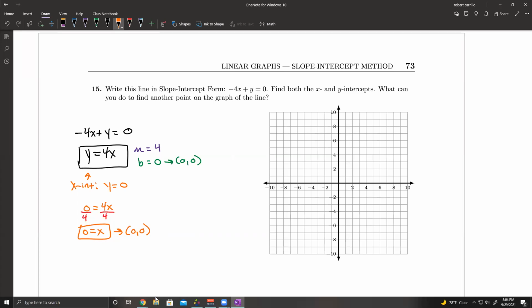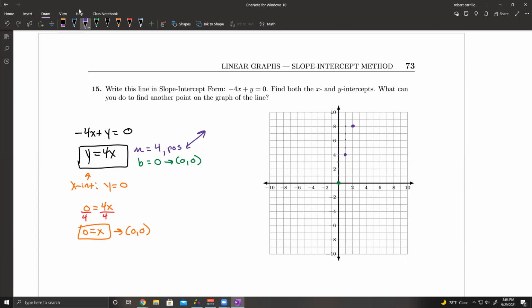So the question says, what can you do to find another point on the graph? Well, we first plot the y-intercept, which is also the x-intercept. And how would I find another point? What would I use here? The slope. And our slope is positive, which means it's going to go down to the left, up and to the right. So if it's positive, I go up 4 units, 1, 2, 3, 4, and right 1. And do it again. 1, 2, 3, 4, and right 1.